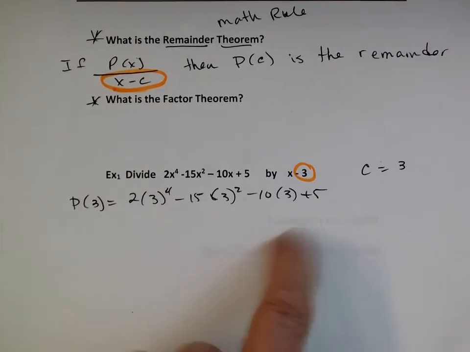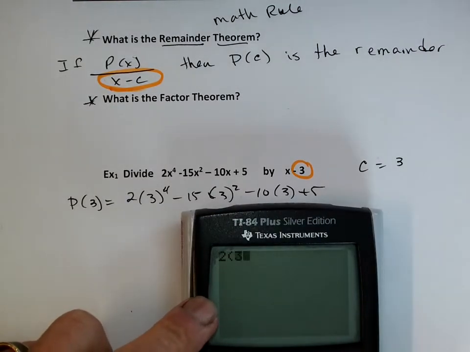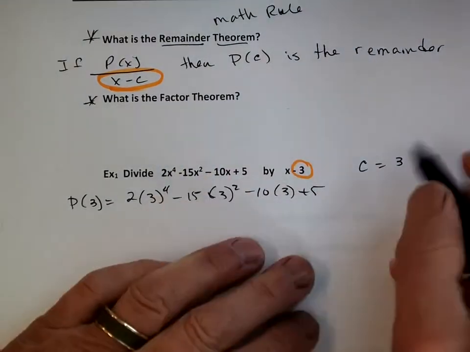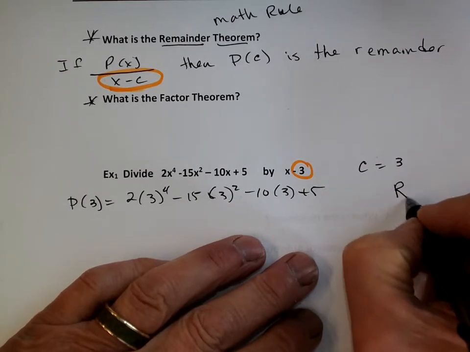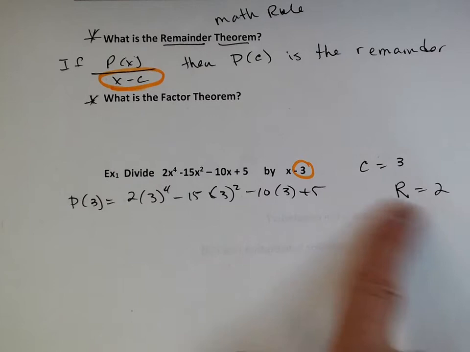So if I do that, I'm going to plug it in, use my calculator: 2 times 3 to the 4th minus 15 times 3 squared minus 10 times 3 plus 5, right? So I get an answer, 2, okay? So my answer is 2. So we're going to put R is 2. Now that's the remainder. Remember back in like 6th grade, or 4th grade, when you started learning how to divide, and you put remainder, right? So the remainder is 2. So when we do divide this, we're going to get a remainder of 2. And we're going to divide this in just a bit, okay?